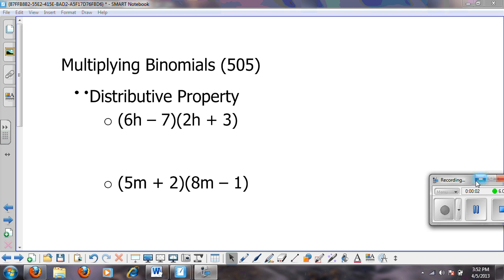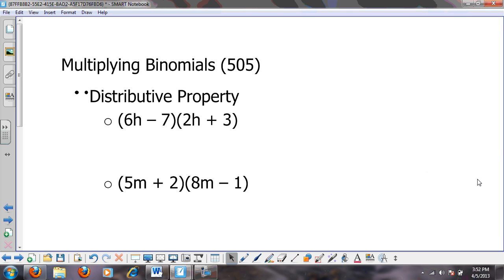This is lesson 9.3, multiplying binomials, page 505, the first part, part A. We're going to begin by looking at the distributive property. Yesterday, we looked at factoring things out. Today, we're going to distribute.